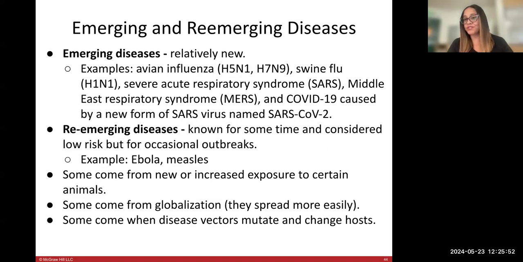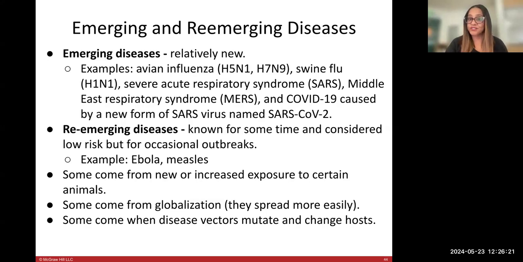Diseases are what we're going to focus on. There are, of course, other challenges in this world. Climate change is a huge one, but this is a human biology class. We are trying to prepare you for microbiology and for anatomy. So diseases is a huge one. Emerging diseases are diseases that are relatively new that we have not seen before. Avian flu, the swine flu, SARS, MERS, and COVID-19 caused by the new form of SARS.